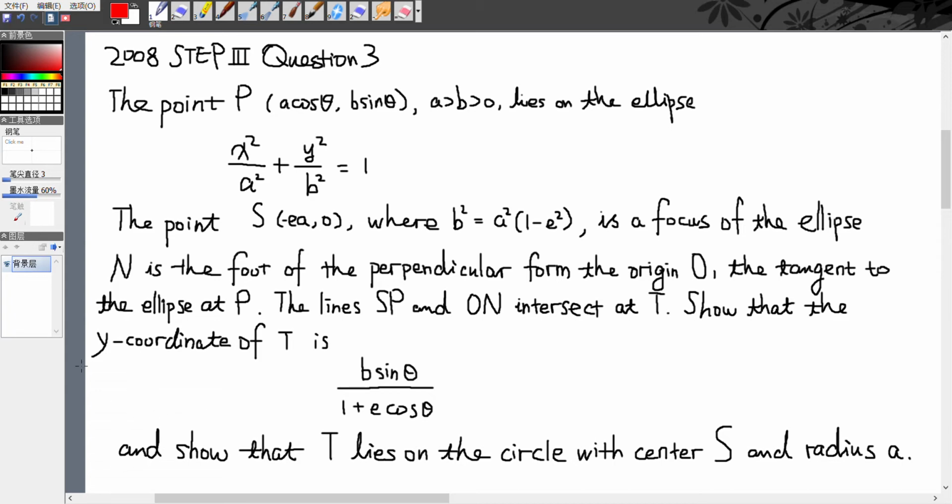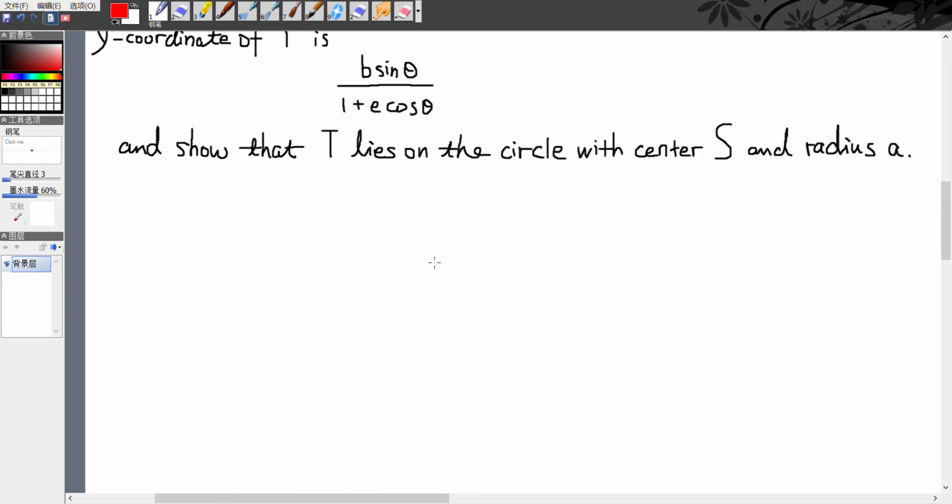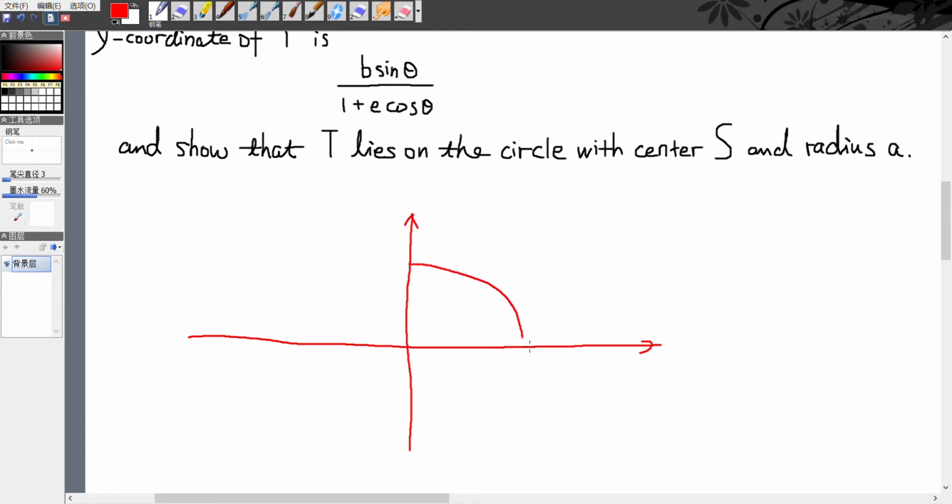Okay, so the point P with coordinates a cosine theta and b sine theta lies on the ellipse. The first time you see the word ellipse, you should have the picture of the ellipse in your mind. If you have a Cartesian system, then your ellipse should look like that. Maybe it's not very standard, but I'm just trying to illustrate what I'm going to say. So this is an ellipse, x squared over a squared plus y squared over b squared equals 1.